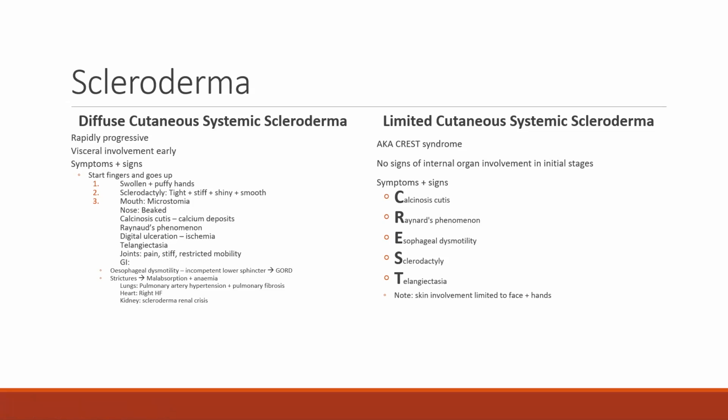Limited cutaneous systemic scleroderma, also known as CREST syndrome. It doesn't have that many signs of internal organ involvement at the start. So symptoms are calcinosis cutis, Raynaud phenomenon, esophageal dysmotility, sclerodactyly, and telangiectasia. And the skin involvement in CREST syndrome is limited to the face and hands mostly.